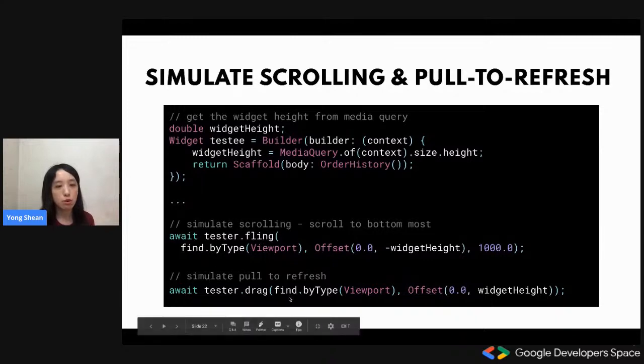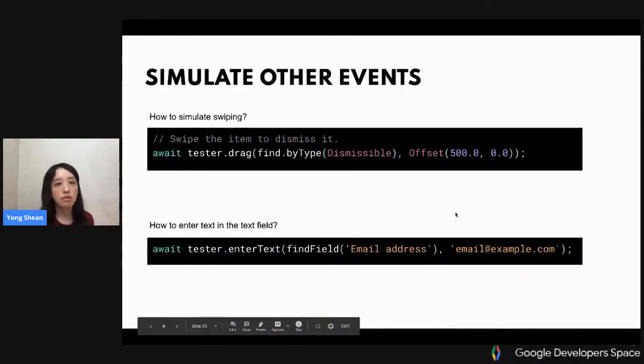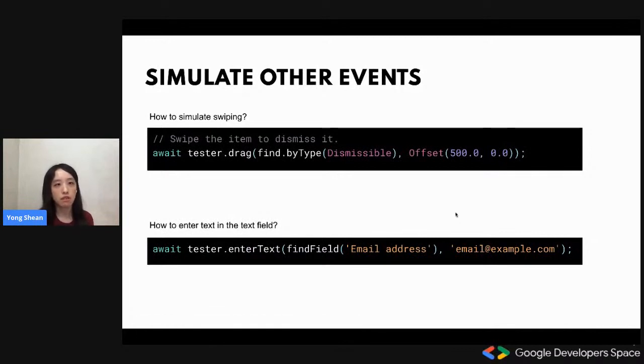And then same goes to pull to refresh. This time you can use the tester.drag to simulate the pulling action, and then by how much. There are some other events that you can simulate also, for example, if you have the swipe left or swipe right, then you can use tester.drag as well. Or if you have a form with a text field, then you can use the tester.enterText. Make sure you find the field here, and then what is the value you want to key in the field.